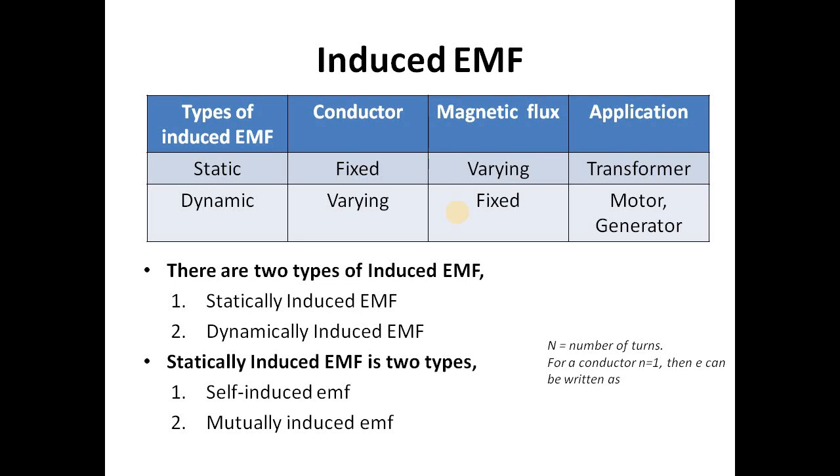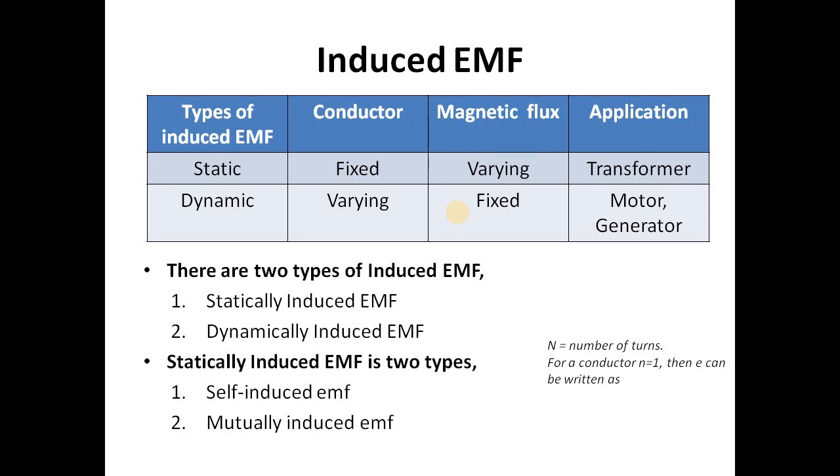Either we vary, both are essential in order to induce the EMF. So in the animation we have seen that the conductor was fixed and we were varying the magnetic field, in the sense the magnet was moving. So due to which there was a change in the flux linking with the conductor and an EMF is induced. The EMF induced in that way we call statically induced EMF. The application of this is the transformer.